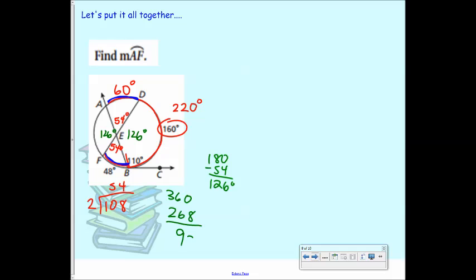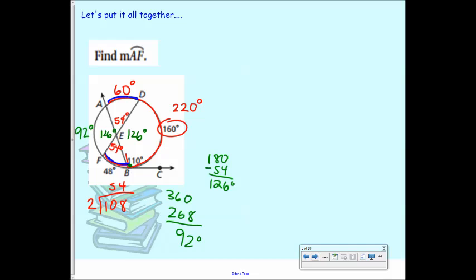How come you didn't add 60? Because we knew the whole thing was 220. How'd you know that? Because this is an inscribed angle, because it's on the circumference of the circle. So 110 doubled is 220. So you can double it.